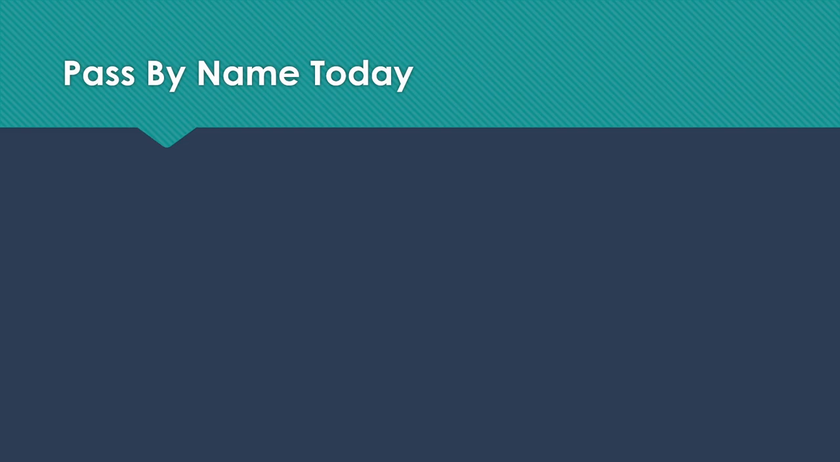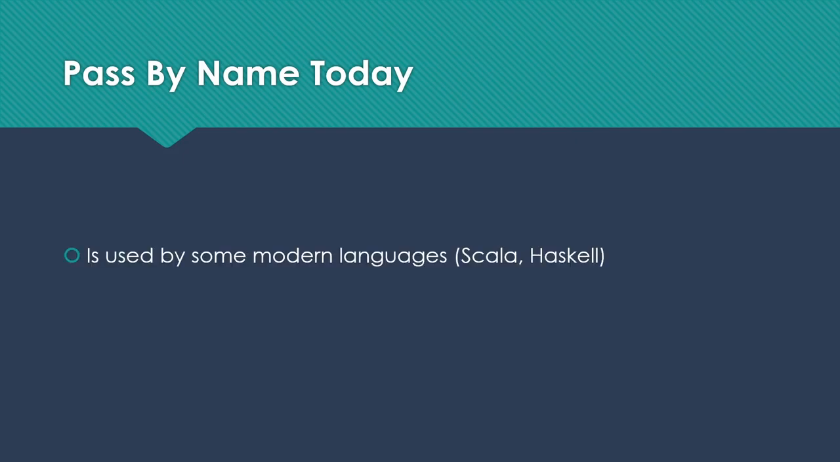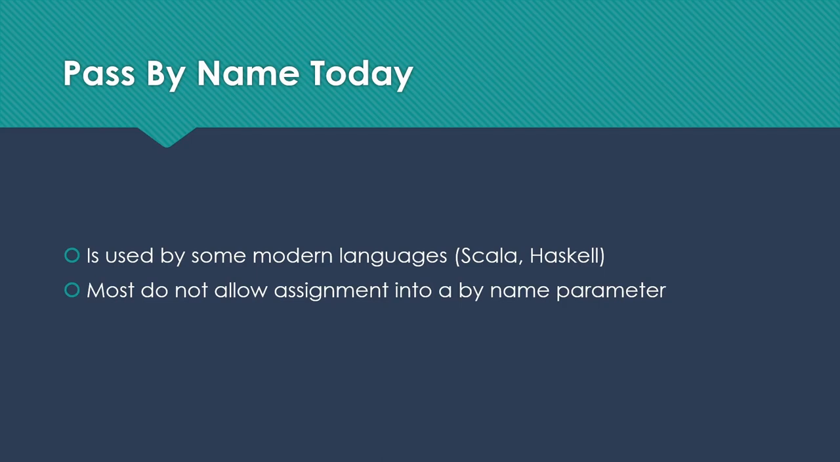Pass by name is still around today. Some of the ones we talked about last time with pass by result, pass by value result, you really don't see them much. Pass by name is more common. It appears, for instance, in Scala and Haskell. Most of the languages that do use it do not allow assignment into a by name parameter. So they avoid many of the confusing issues. The parameter ends up behaving more like a by value parameter that simply is not evaluated if it's not used.